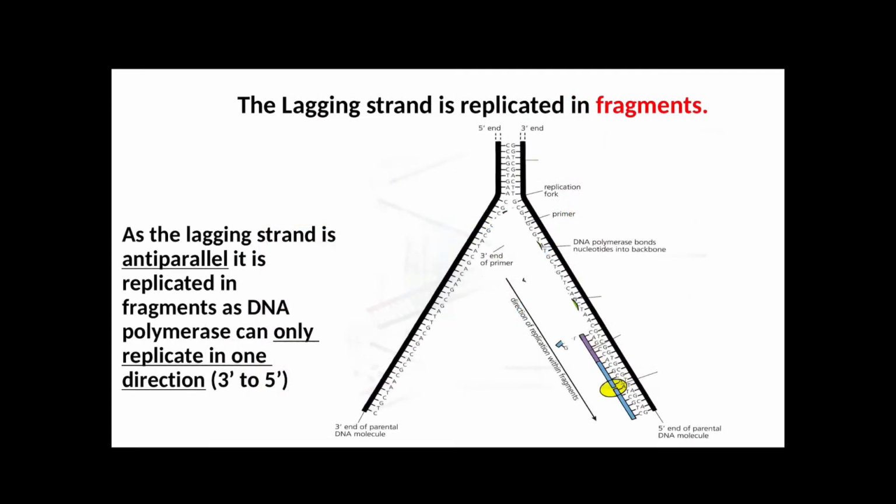Okay, so now we look at the lagging strand. The lagging strand runs from 5 to 3. Now, if DNA polymerase could replicate in both directions, it could simply start at the 5' end and also replicate the strand continuously. But it cannot. DNA polymerase can only replicate in one direction, which is 3 to 5. So, what that means is, as this DNA molecule unwinds and unzips, you keep getting another 3' end exposed.